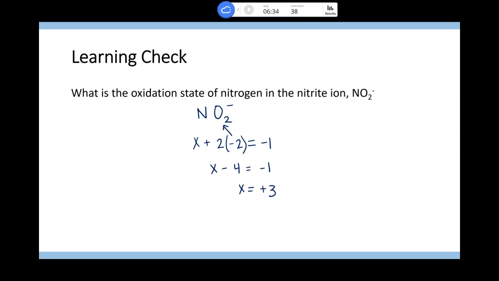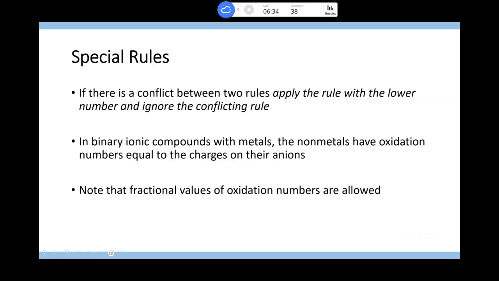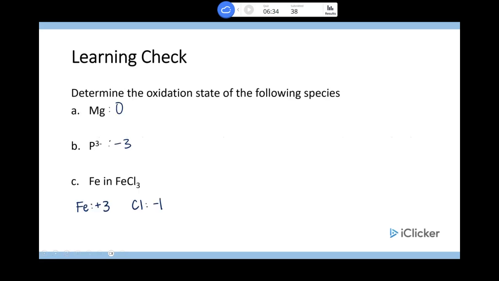Yes? Can you explain the last one one more time? Like on the other pages? The iron? Yes. So when we have an ionic compound that has 2 atoms only, a binary ionic compound, we can follow the second rule on this page. In binary ionic compounds with a metal, the nonmetal, so in that compound that's chlorine, has an oxidation state equal to its charge. Based on the periodic table, chlorine's in the 7th column, so we say it has a -1 charge. So we can say that's its oxidation number in a binary ionic compound.